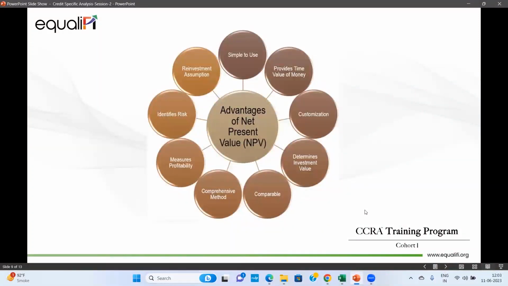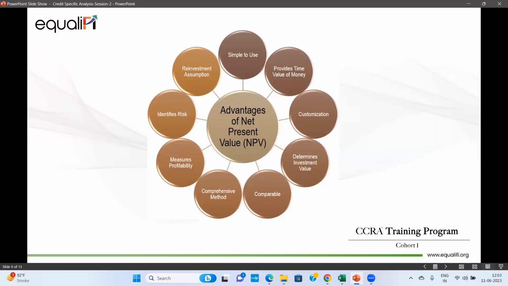These are typical advantages of NPV, which is simple to use. It provides time value of money. You can customize it. It determines investment value. It is comparable from project to project, sector to sector, area to area. Yes, it is quite a comprehensive method because it is inclusive of everything, your financials, cash flow, everything. It measures profitability, it identifies risk. It also has a reinvestment assumption.